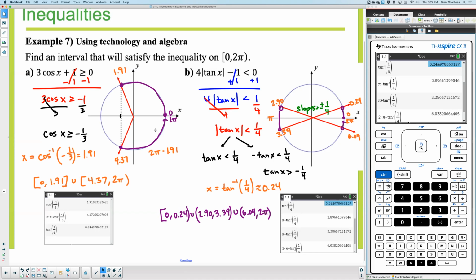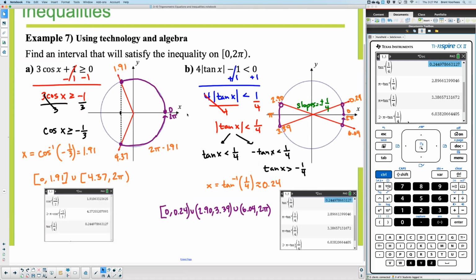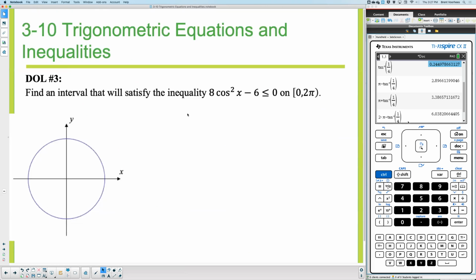For example, 7b. By the way, you could check this with the calculator as well if you wanted to. All right, you try DOL number 3. You can use a calculator if you need to, or you can do your algebra. Go for it. DOL number 3.